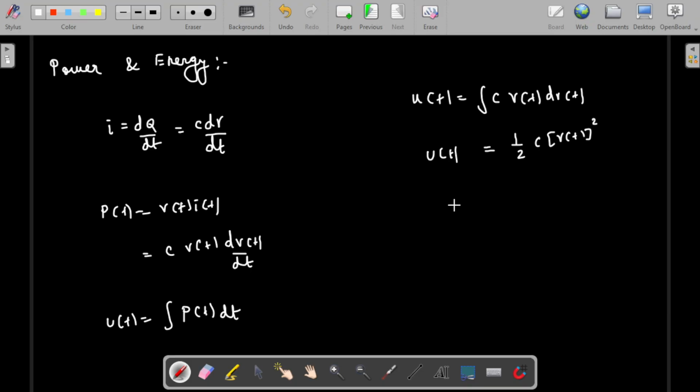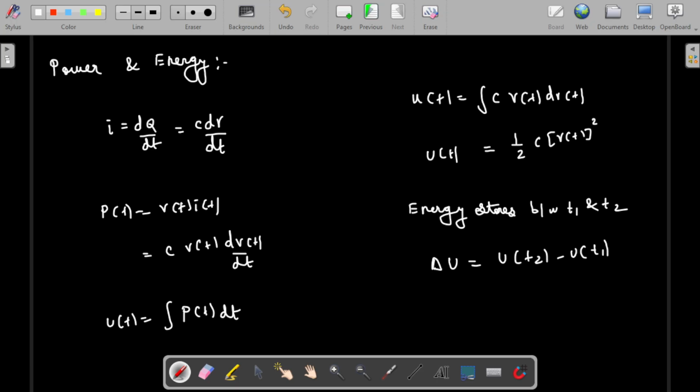If you are asked for the energy stored between two times, this is applicable for all three elements. Between T1 and T2, the net variation of the energy stored will be U of T2 minus U of T1. We just need to substitute the time values and calculate. This formula is also applicable: half C times V of T2 squared minus V of T1 squared. This is how things change when we consider a duration.